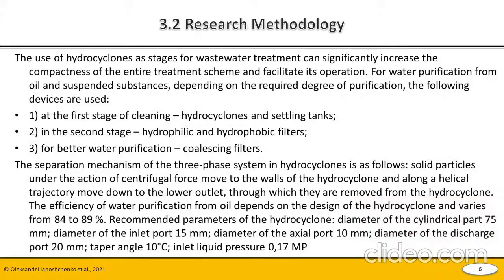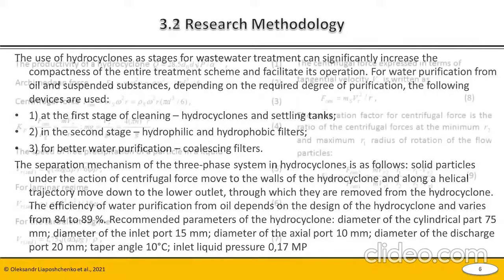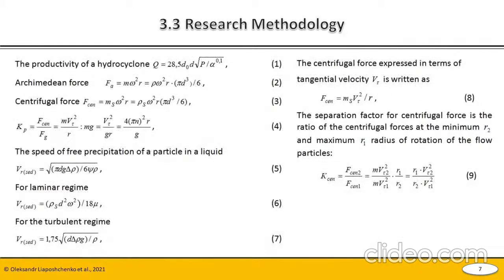The efficiency of the water purification from oil depends on the design of the hydrocyclone and varies from 84 to 89%. Recommended parameters of the hydrocyclone: diameter of cylindrical part 75 mm, diameter of inlet port 15 mm, diameter of the axial port 10 mm, diameter of the discharge port 20 mm, taper angle 10 degrees, inlet liquid pressure 0.17 megapascal. Next slide.